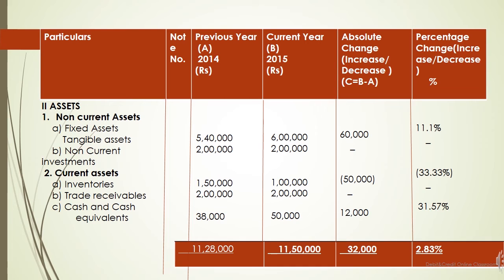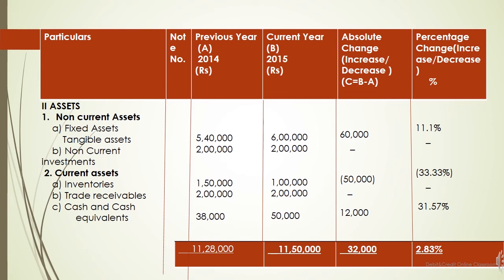And about the current assets, in the case of inventories, 1,50,000 were there in 2014 and it is decreased to 1 lakh. A 50,000 change there, which is a negative figure. So we have to put that in brackets. 50,000 divided by 1,50,000 into 100 gives you the percentage change, that is 33.33%. Again it is a negative change, so we have to put that in brackets.